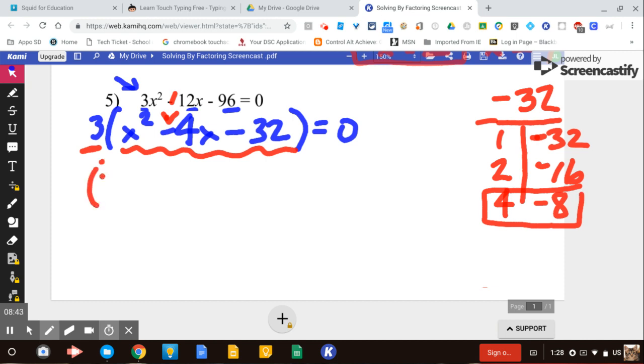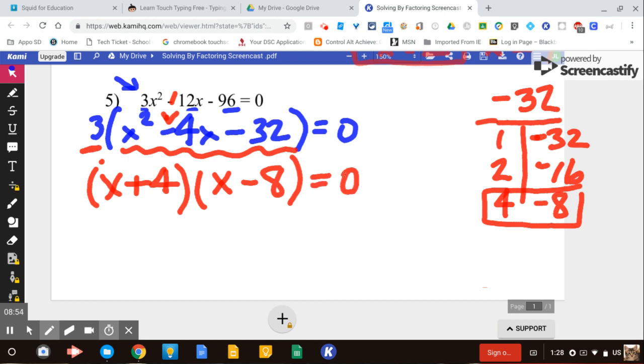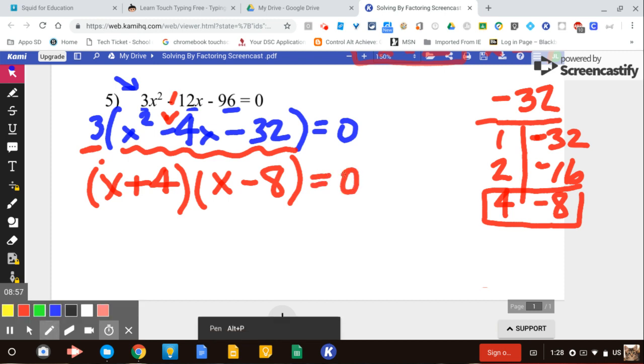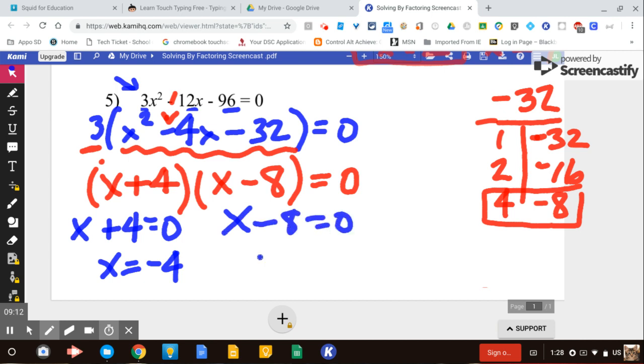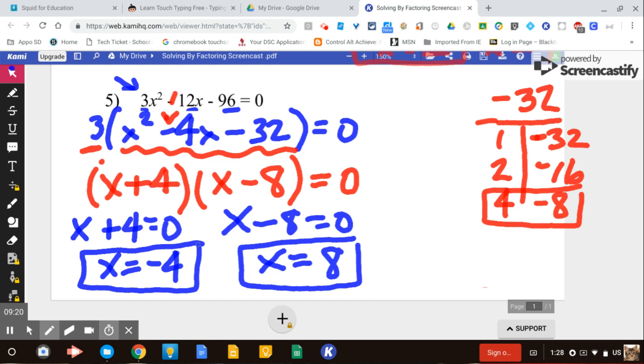So I want x plus 4 and x minus 8 equals 0. Each one gets set equal to 0 to solve. X plus 4 equals 0. So x equals negative 4. X minus 8 equals 0. So x equals 8. So it's not as hard as it all looks. It's the same process each time.